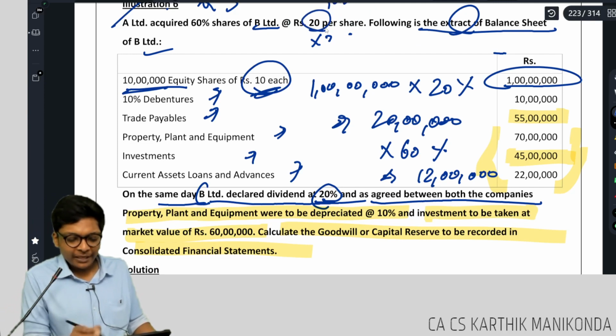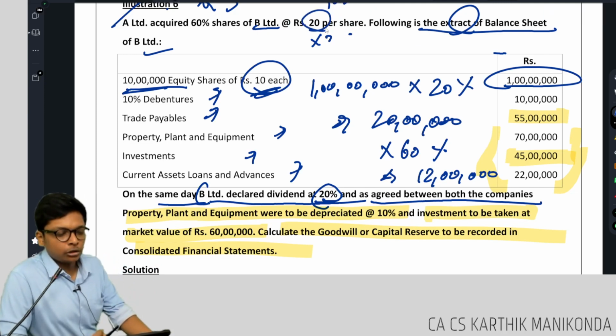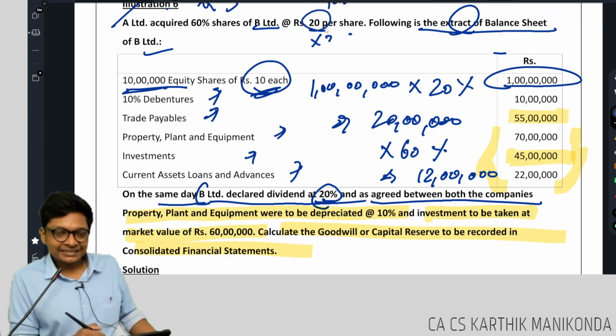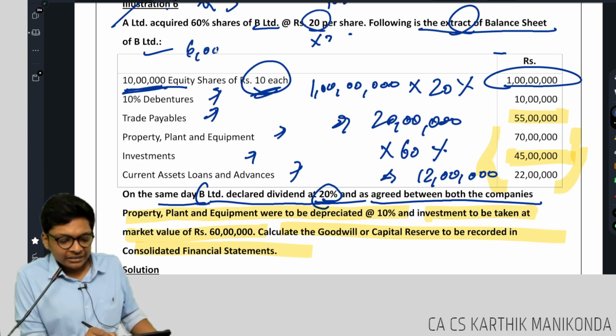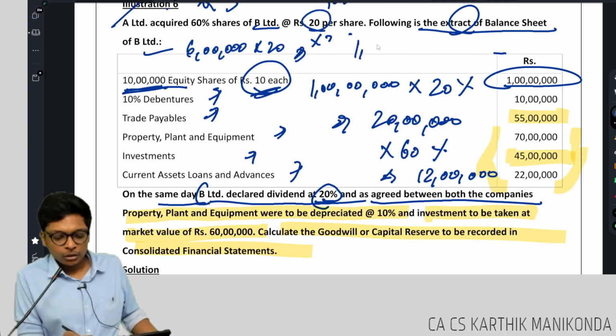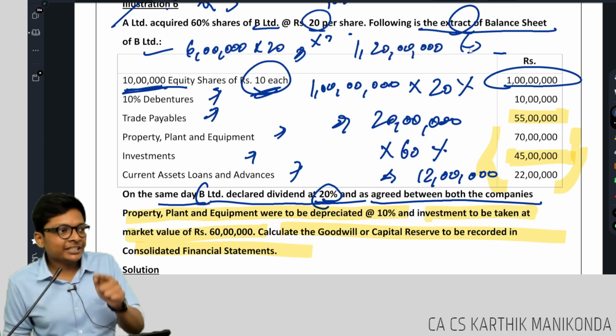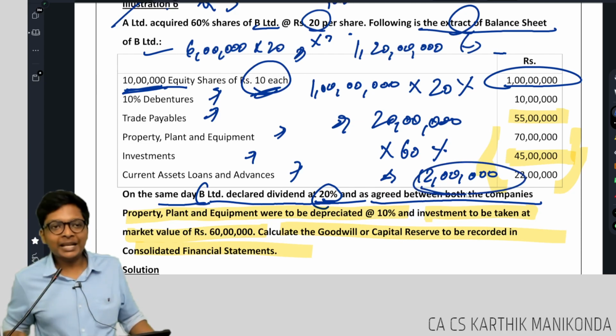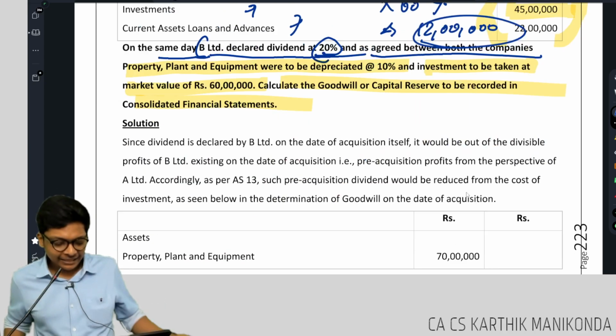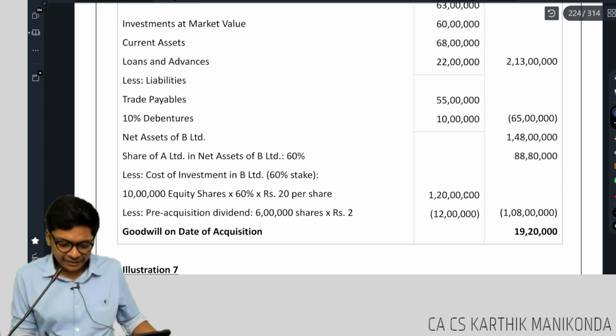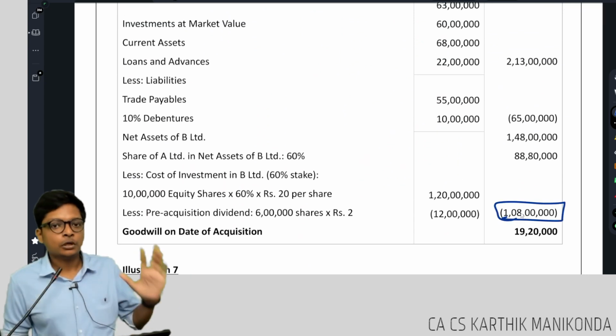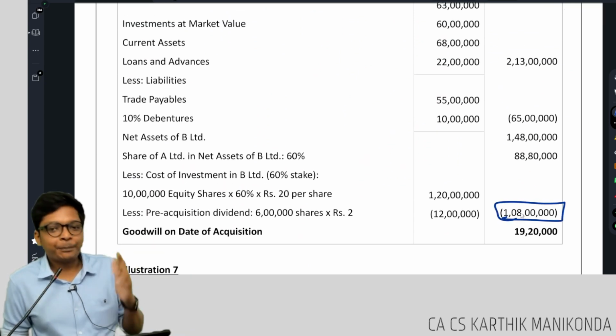I paid 20 per share. How many shares I got totally? 60% of 10 lakhs means 6 lakhs, into 20, how much? 1 crore 20 lakhs, minus pre-acquisition dividend of 12 lakhs. You will get 1 crore 8 lakhs. Can you see it, guys? 1 crore 8 lakhs is what I paid.